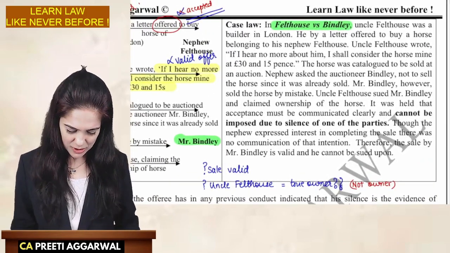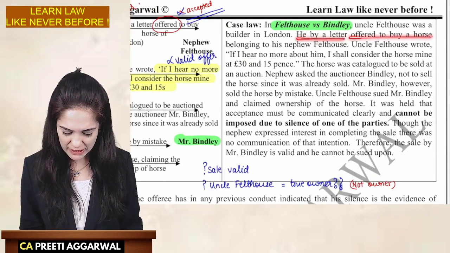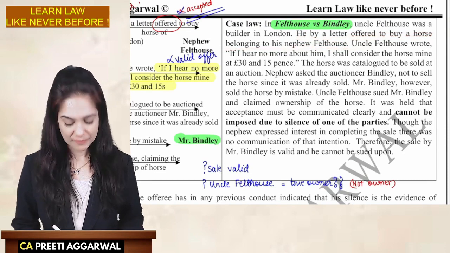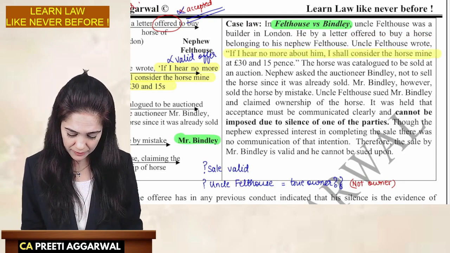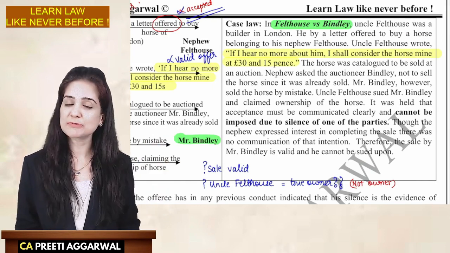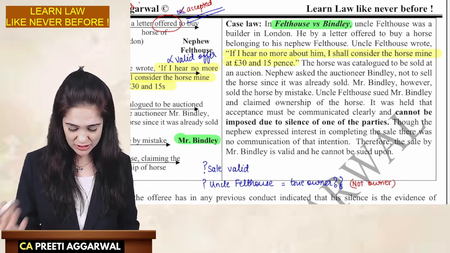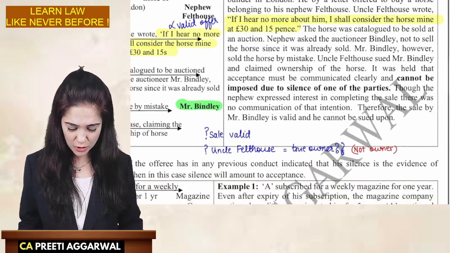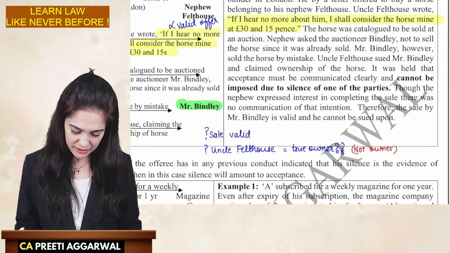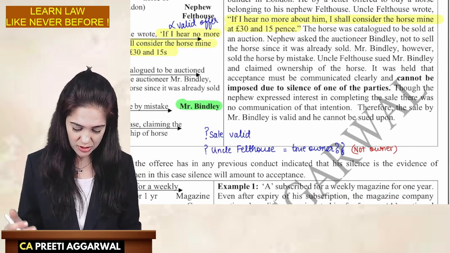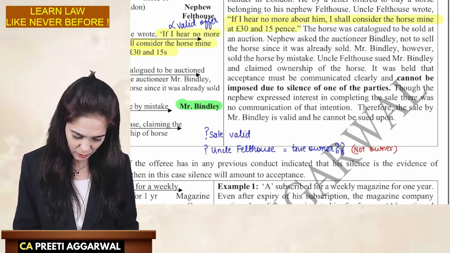Uncle Feldhaus was a builder in London. He, by a letter, offered to buy the horse belonging to nephew. Uncle Feldhaus wrote, "If I hear no more about him, I will consider the horse mine at 30 pounds and 15 pence." The horse was catalogued to be sold. Nephew asked the auctioneer, Mr. Bindley, not to sell the horse as it was already sold. But Bindley, however, sold the horse. Uncle Feldhaus claimed the ownership, saying, I am the owner, I have purchased it. It was held, now what is the judgment?